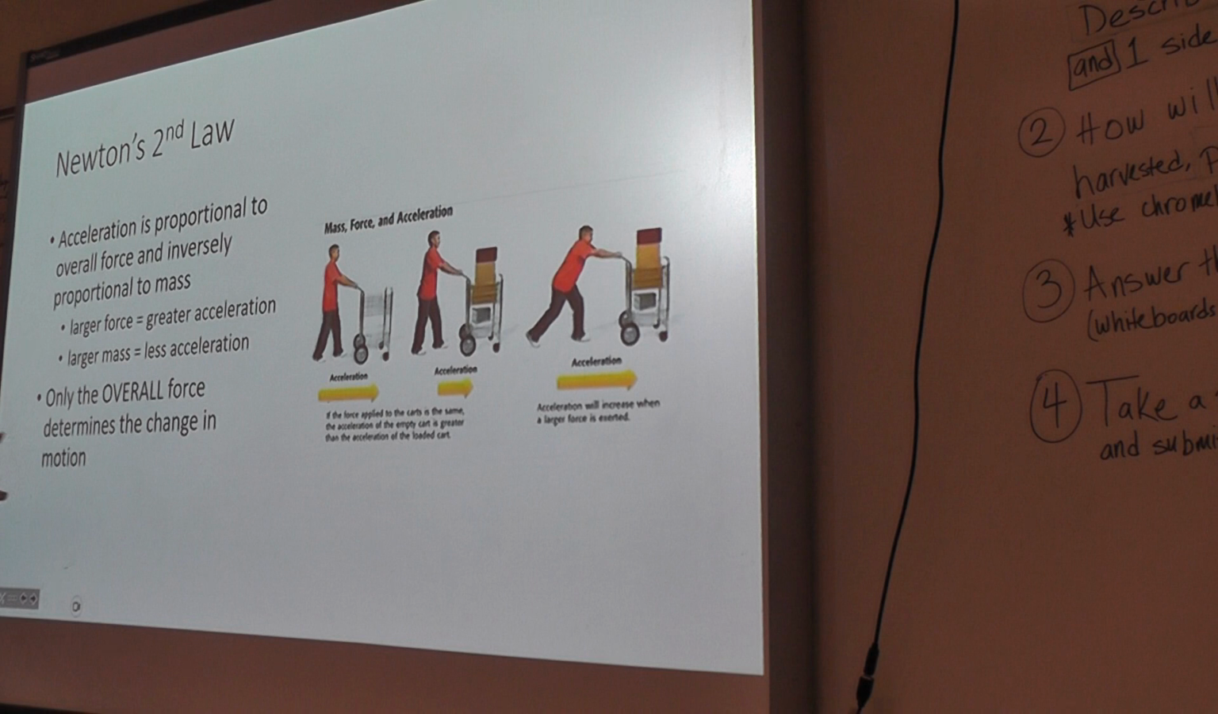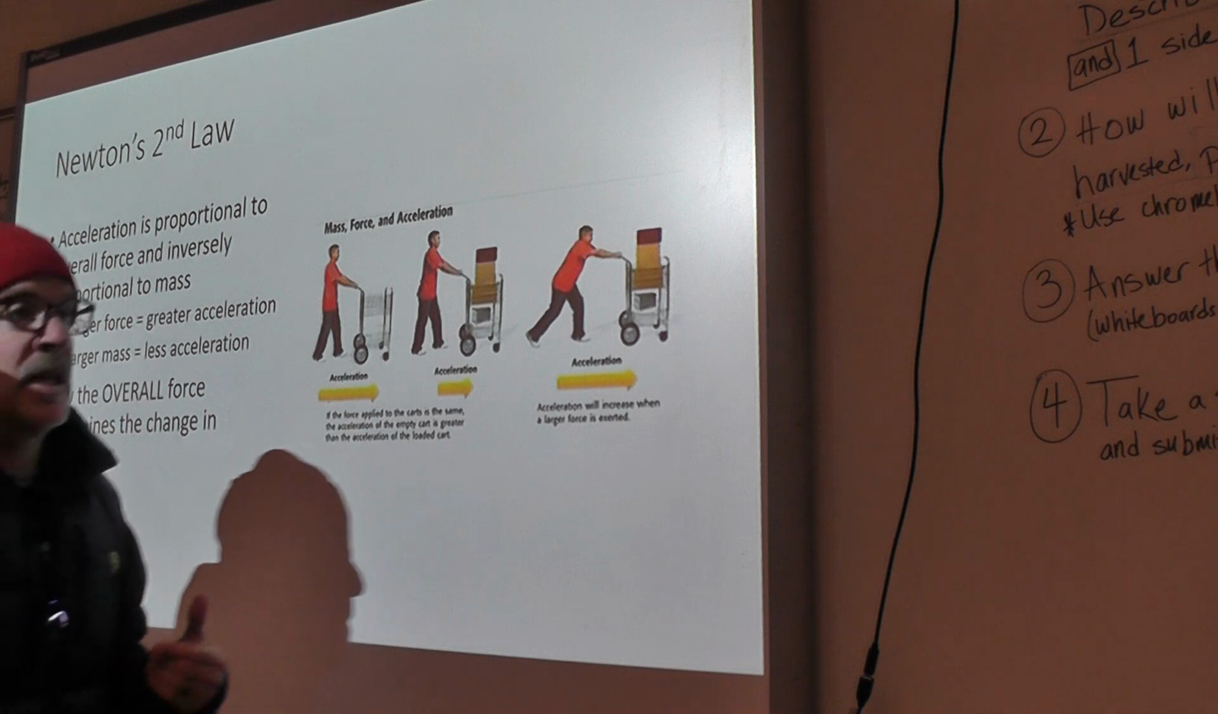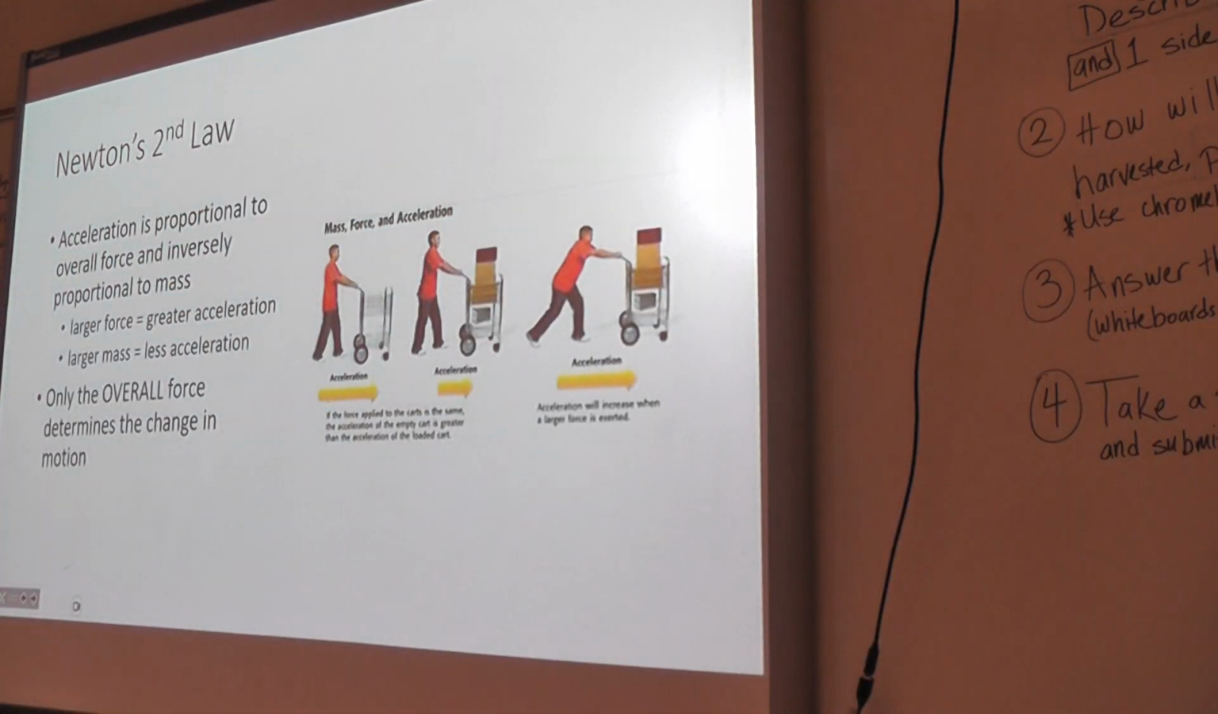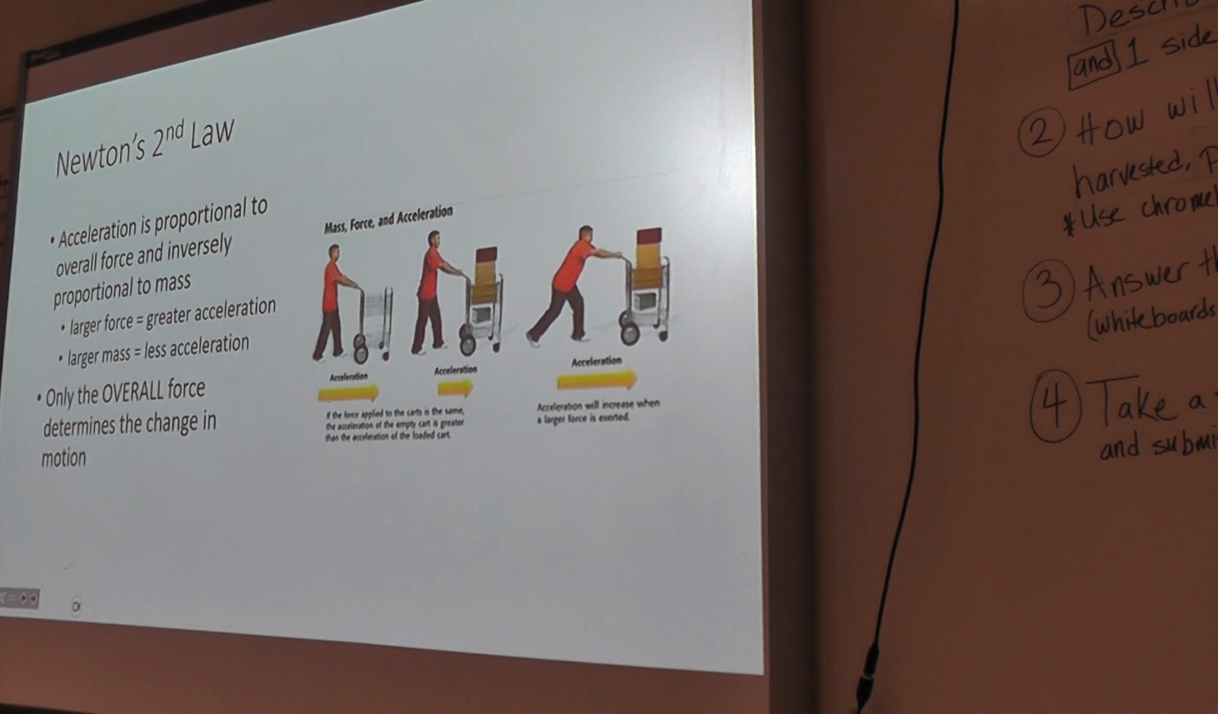And it's the overall force that matters. So the size of my force is not necessarily relevant. It's the size of the overall force that matters. So for example, if I choose an object that is a little bit more difficult to move, I can pull on it with a small force, or I can pull on it with a pretty large force, and there's no change in motion either way. What does that tell me? It tells me the overall force didn't change.